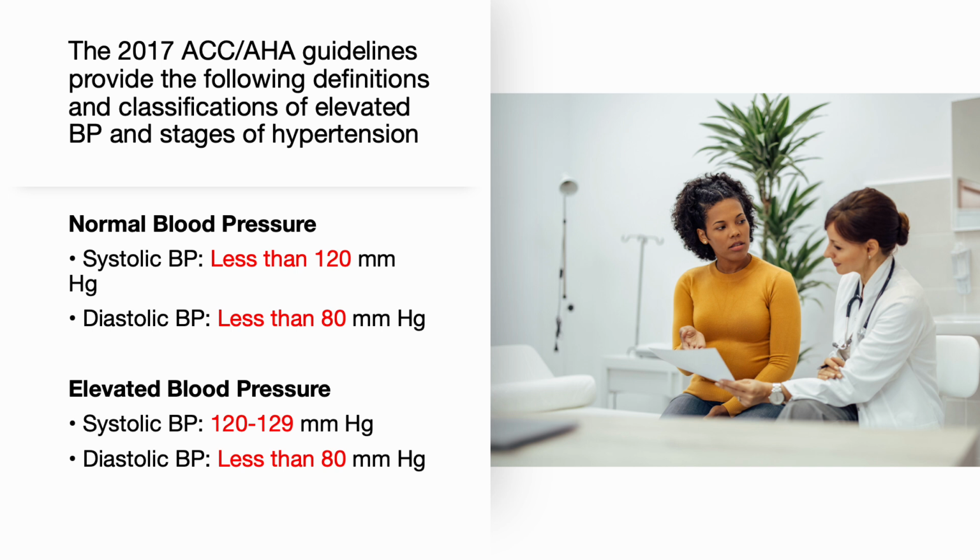The 2017 ACC and AHA guidelines redefined the stages of hypertension. The guidelines categorize blood pressure into different stages. Normal blood pressure is defined as a systolic blood pressure of less than 120 and a diastolic of less than 80. Elevated blood pressure is defined as a systolic of 120 to 129 and a diastolic of less than 80.